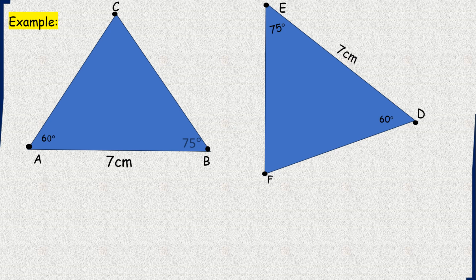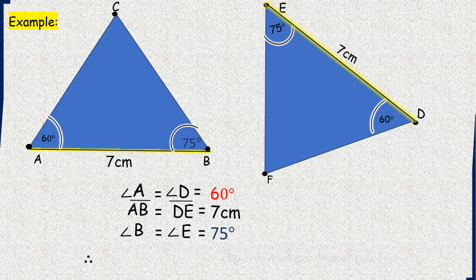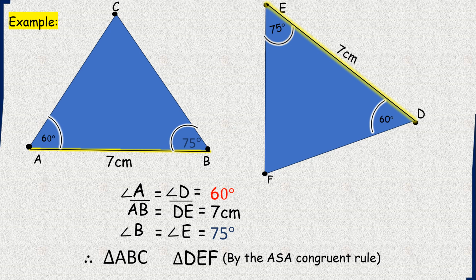For example, observe these two triangles. Here angle A and angle D are equal to 60 degrees. Side AB and side DE are equal to 7 centimeters. Angle B and angle E are equal to 75 degrees. Therefore, by the ASA congruent criterion, triangle ABC and triangle DEF are congruent.